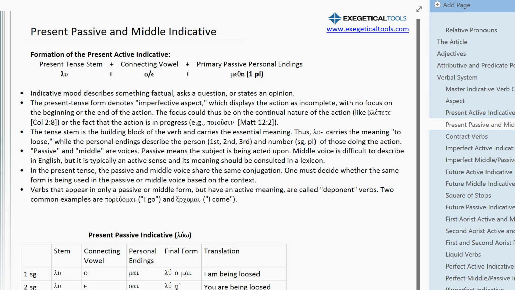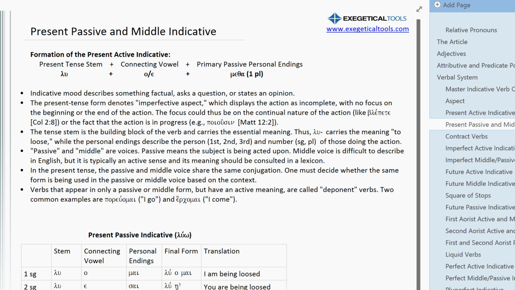Now, in the present tense, the passive and the middle voice share the same conjugation. That's not the case with other tense stems like the aorist, but in this case, with the present tense, they do share the same conjugation. So when you see a middle or passive form in the present indicative, you're going to have to decide from context whether that's middle or passive. Generally, it's pretty obvious. Sometimes it's not, and it takes a little interpretation to figure it out, but that's all part of the process.